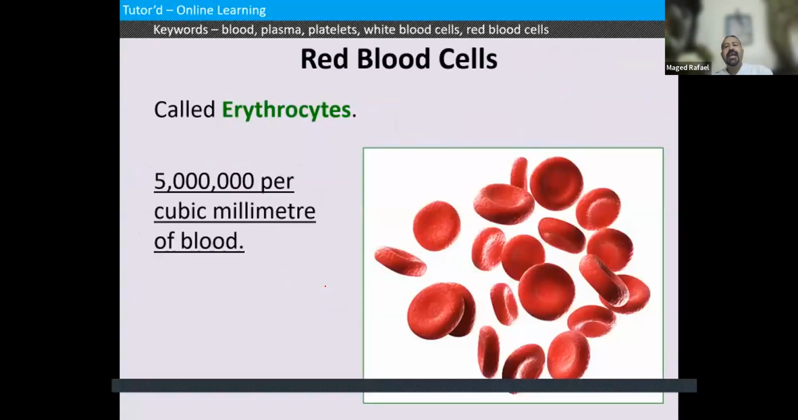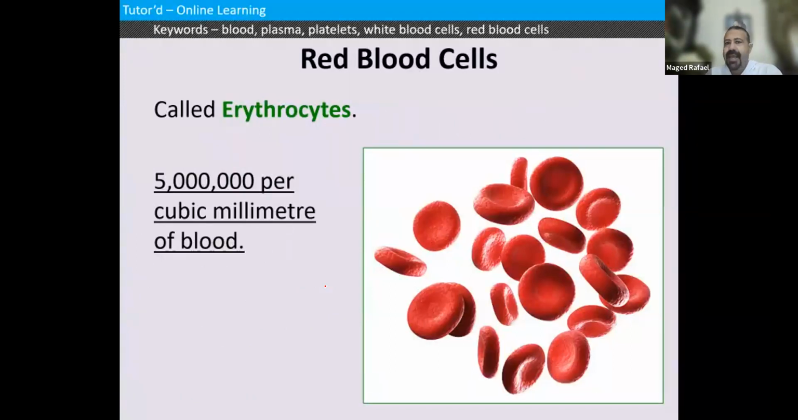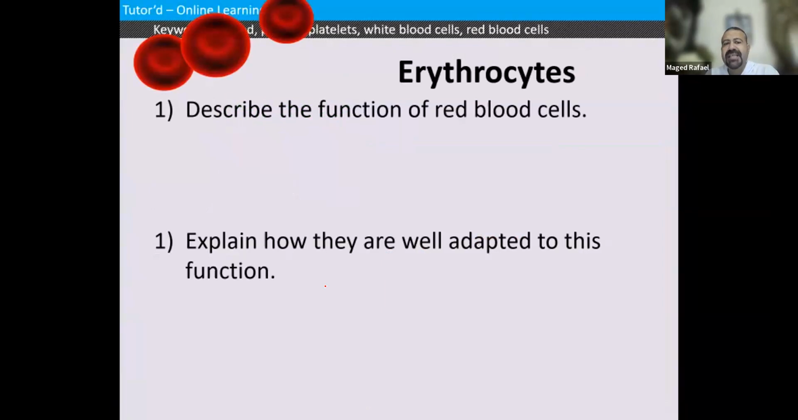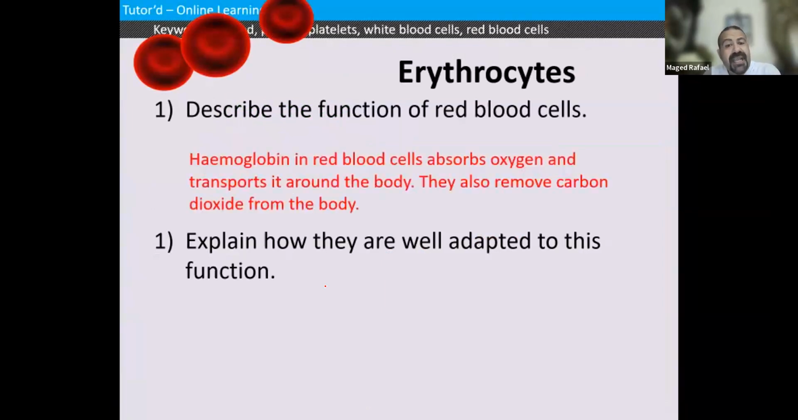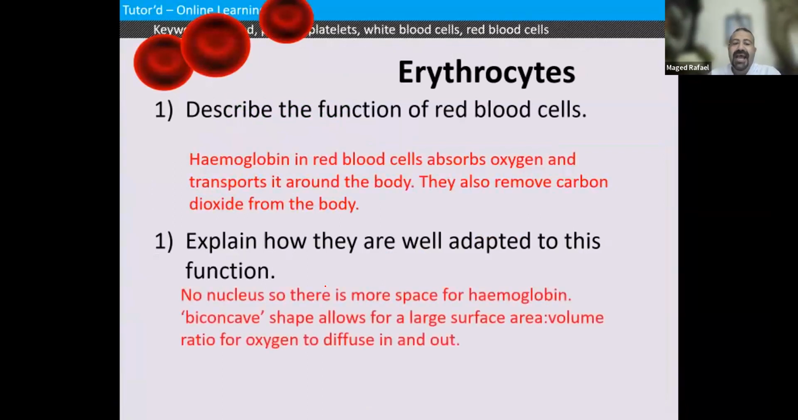Let's take a look at every single type, and I think there is no question on this. Red blood cells are called erythrocytes, and we have a lot of them, like 5 million per cubic millimeter of blood. What is the function of red blood cells? That's what we mentioned. Explain how they are well adapted to this function. They have hemoglobin, a biconcave shape, and no nucleus.